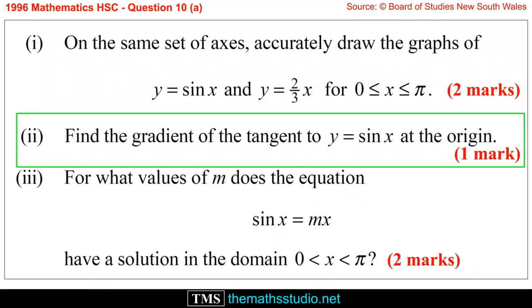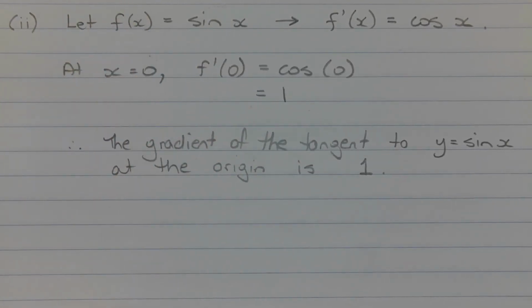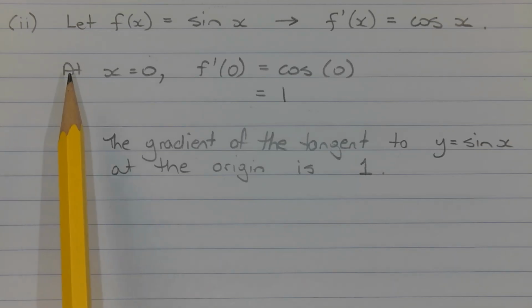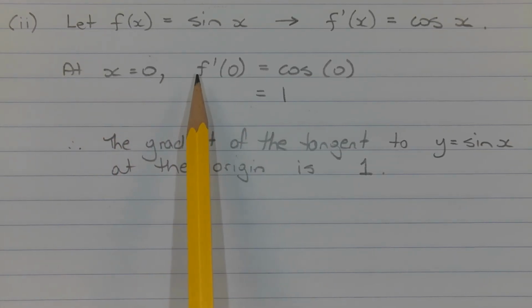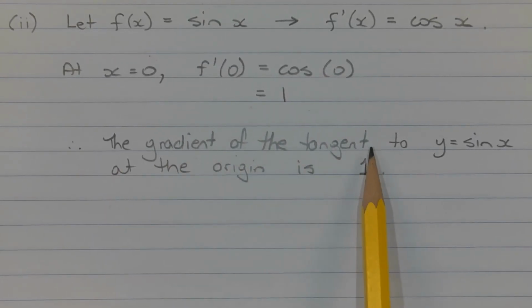Part 2. Find the gradient of the tangent to y equals sin x at the origin. Let f of x equal sin x. Differentiating f of x with respect to x, we get f dash of x is equal to cos x. Now at the origin, the x coordinate is 0. So at x equals 0, f dash of 0 is equal to cos of 0, which equals 1. Therefore, the gradient of the tangent to y equals sin x at the origin is 1.